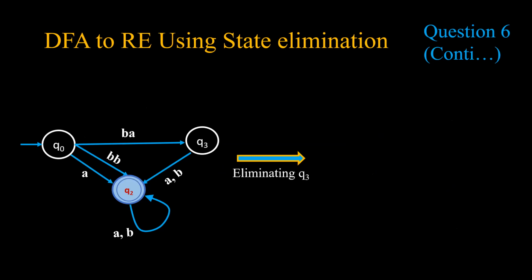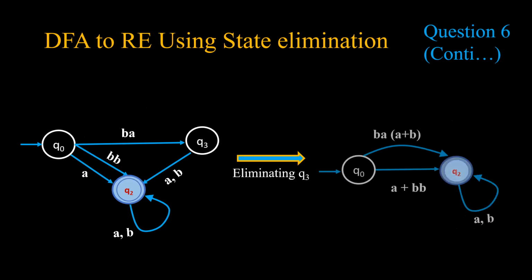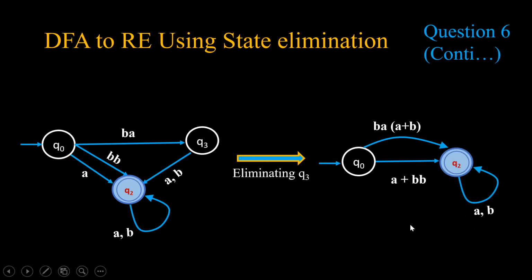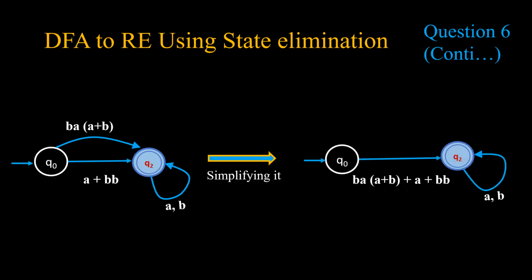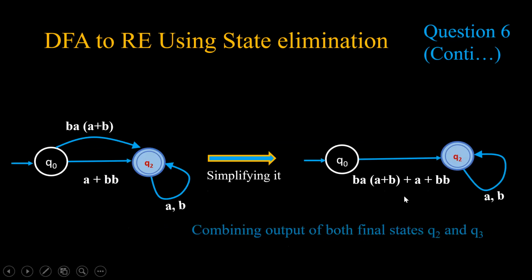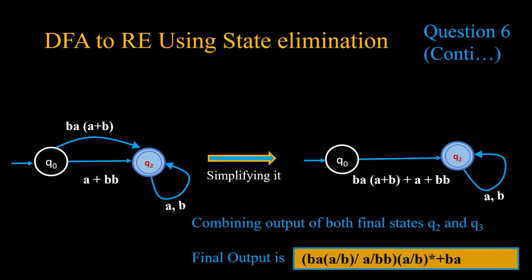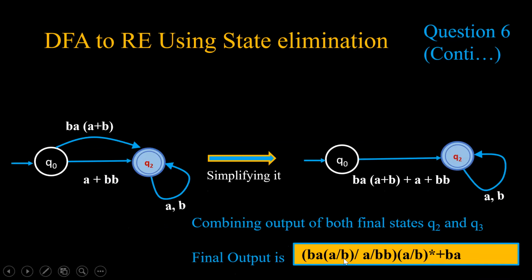We will eliminate Q3. When we try to eliminate Q3, we will get BA in concatenation with A or B. So we have two out moves from Q0 to the final state. One is (A or BB), another is BA(A or B), and a self loop of AB. So if we simplify it, this is the output which we get. These two in moves are joined by an OR operation, and the final output which we get corresponding to this will be BA(A or B) or (A or BB) in concatenation with (A or B) star.